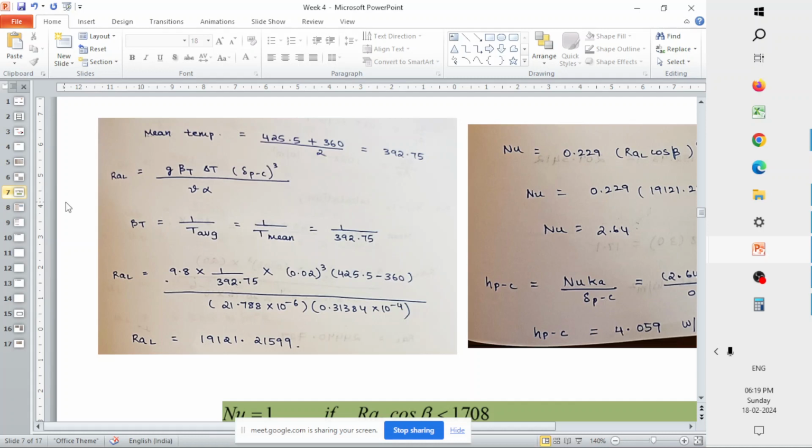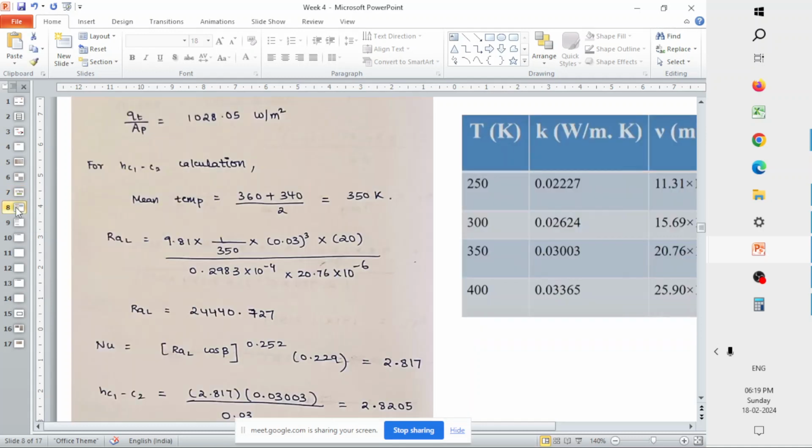Now we have to calculate the v as well as alpha, that is your momentum diffusivity and your thermal diffusivity. So this momentum diffusivity and thermal diffusivity are temperature dependent. Their values actually vary depending upon your temperature. In chemical engineering we actually do this: depending upon the temperature we calculate the value of momentum diffusivity and thermal diffusivity. So how do you calculate this?